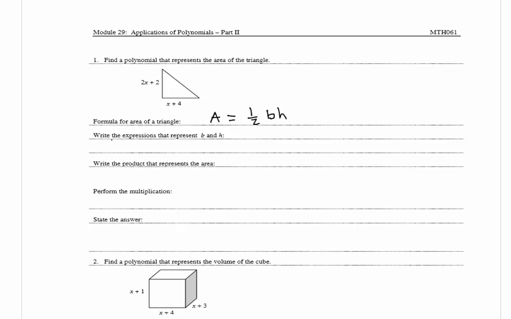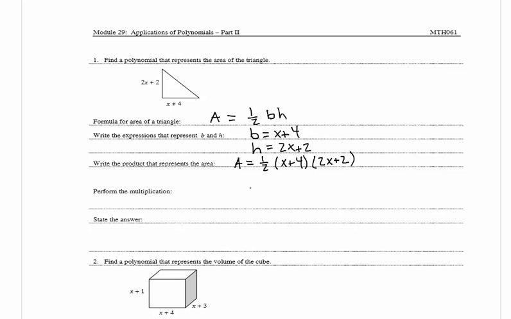And now it wants us to write the expressions that represent b and h. So we said the base was equal to x plus 4, and the height is equal to 2x plus 2. And now we want to write the product that represents the area. So area is equal to 1/2 times x plus 4 times 2x plus 2. And now they want us to perform the multiplication.